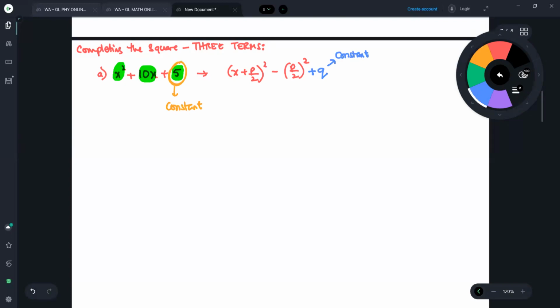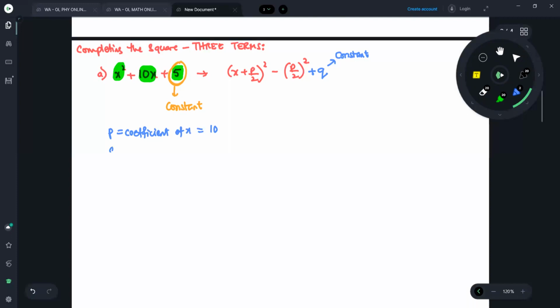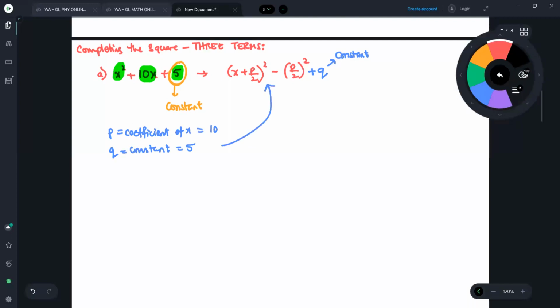Now all of you, if I ask you what P is, you would say P is the coefficient of x. In this question, it is 10. What do you say? Yes, sir. And if I ask what q is, you would say q is a constant, which is 5. Now I'm going to put these values into this formula.